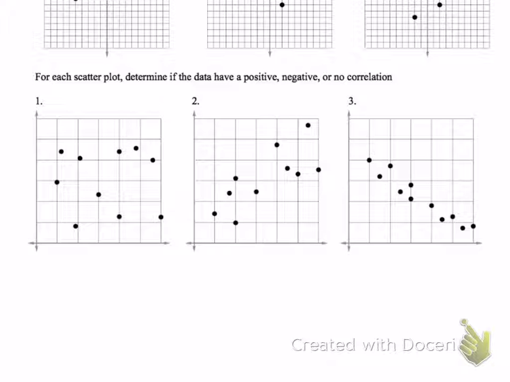If we look at 1, 2, and 3, what I want you to be able to do is look at a scatter plot and tell me, is it no correlation, positive, or negative? So if we look at number 1, what would you say that correlation is? No correlation. Good, because it kind of just looks like random stars in the sky, like there's nothing. What about number 2? Positive, because if I were to draw a line through those dots, it would be positive. And then number 3, negative. Good.